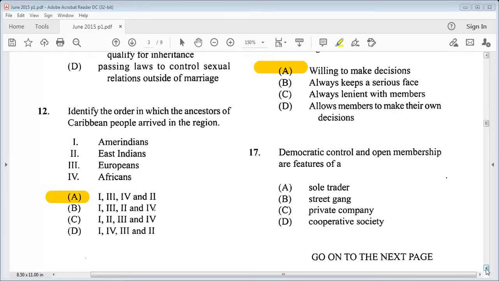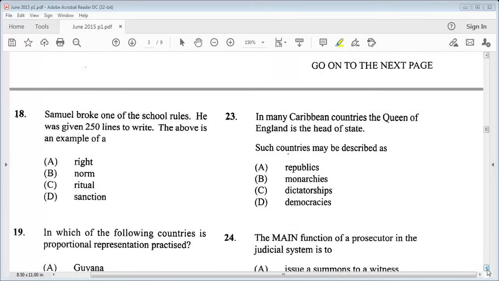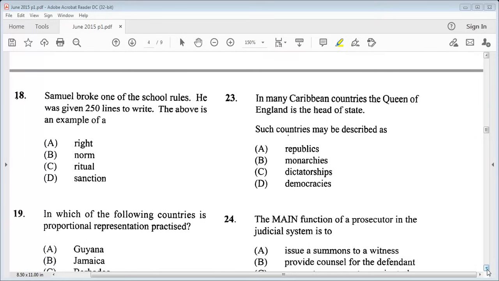17 says, democratic control and open membership are features of a, we know it is D, cooperative society. Number 18 says, Samuel broke one of his school rules. He was given 250 lines to write. The above is an example of a, we know it is D, sanction.